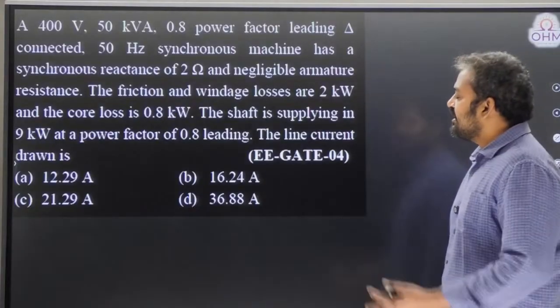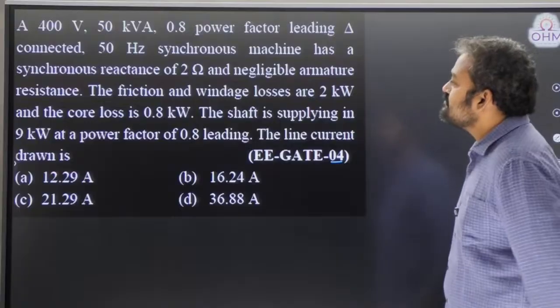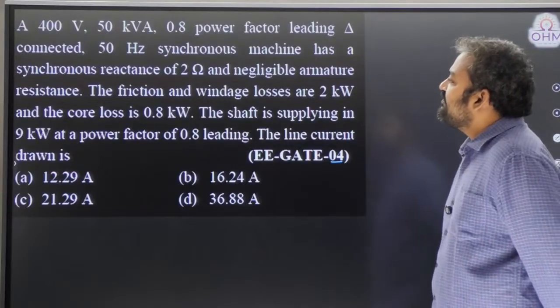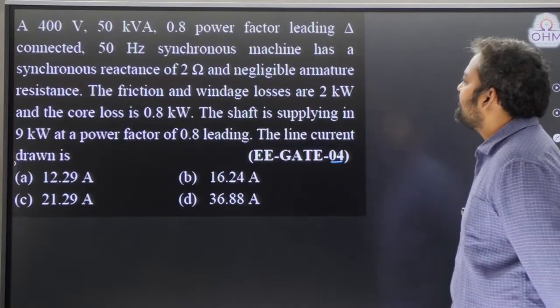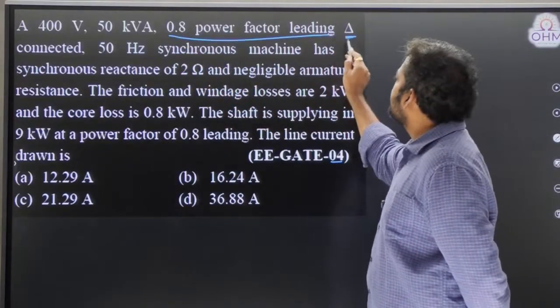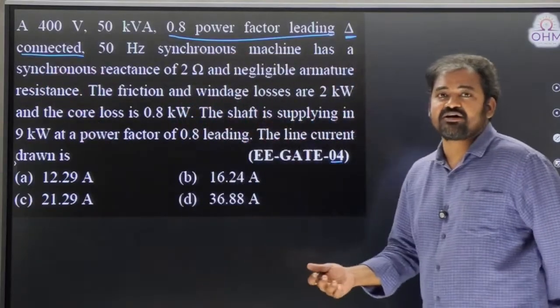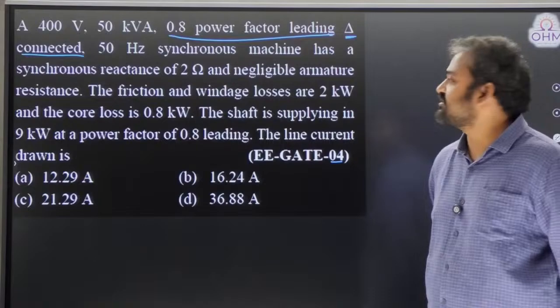Fine. Let us answer one more question. This is a question from the GATE 2004 exam. A 400 volt, 50 kVA, 0.8 power factor leading, delta connected machine. Yes, it's a special case. Most of the cases the connection will be star, but here it is delta, clearly mentioned.